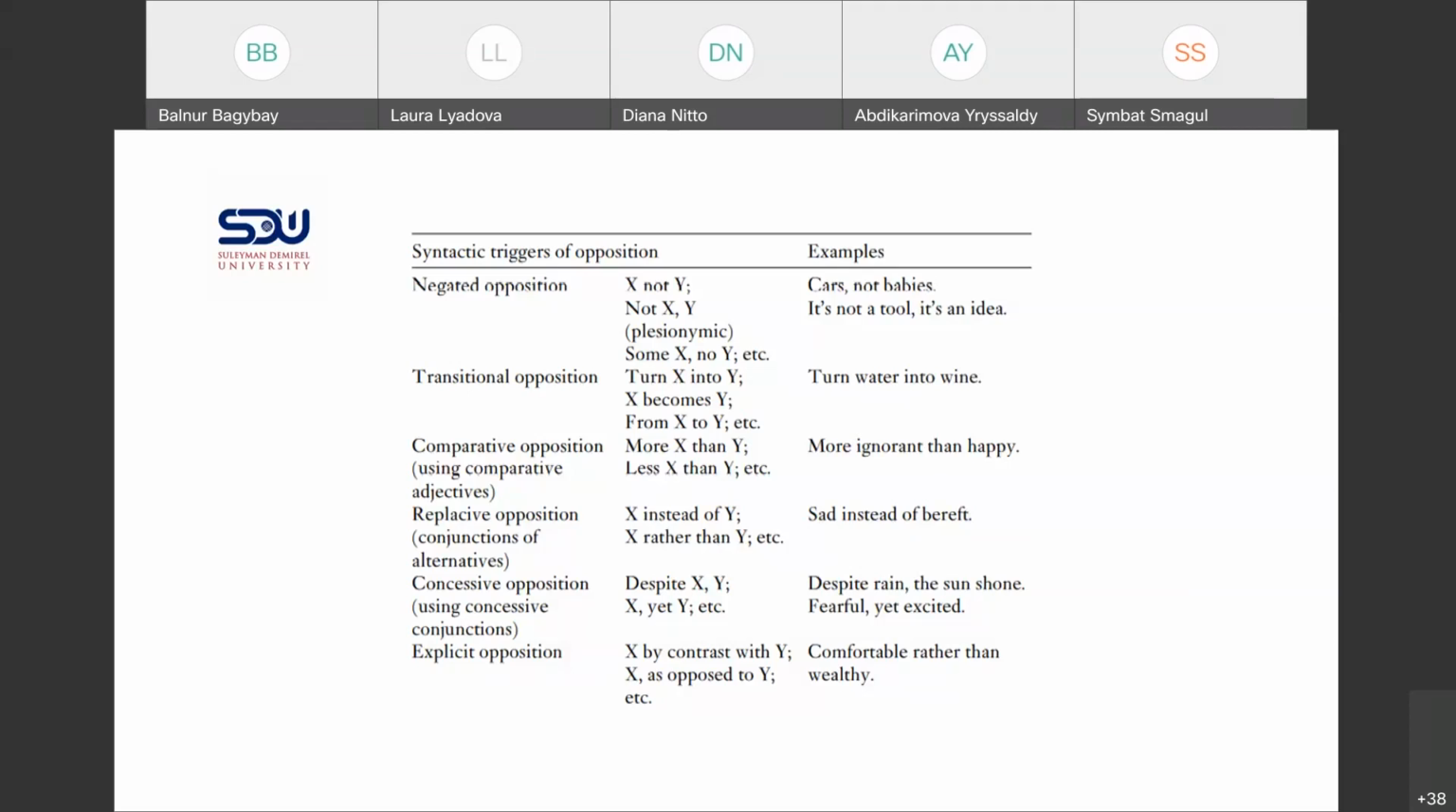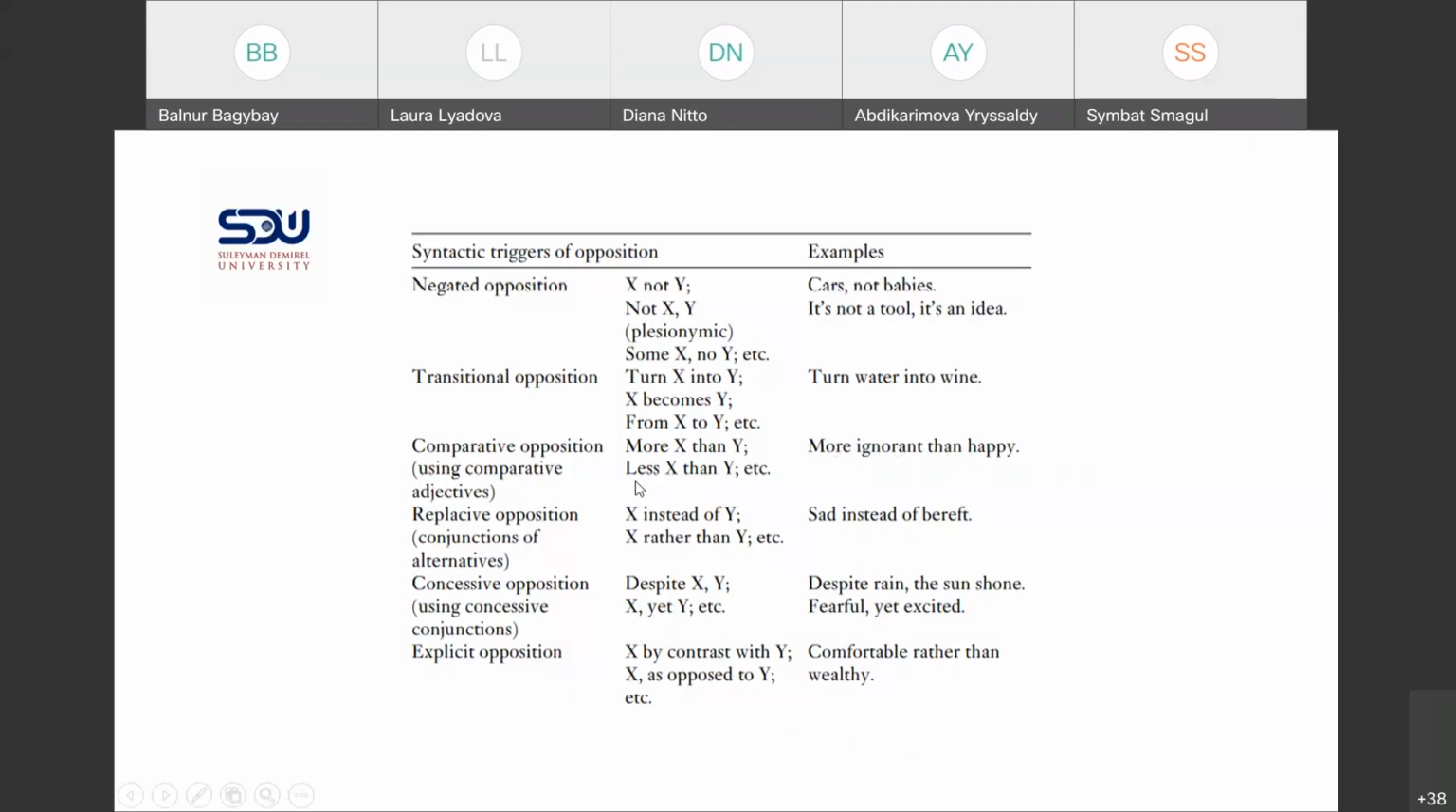What about transitional opposition? It is when something A turns into B. Turn water into wine, as Jesus did, right? Turn something into something different. The next one is comparative opposition, when comparative adjectives are mainly used. Something A is better than B, for instance. More ignorant than happy. Here it's also opposing terms.